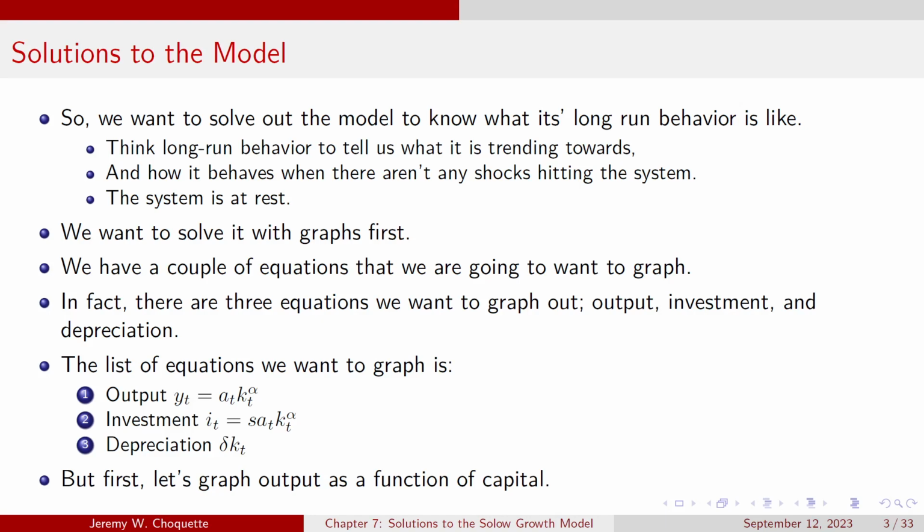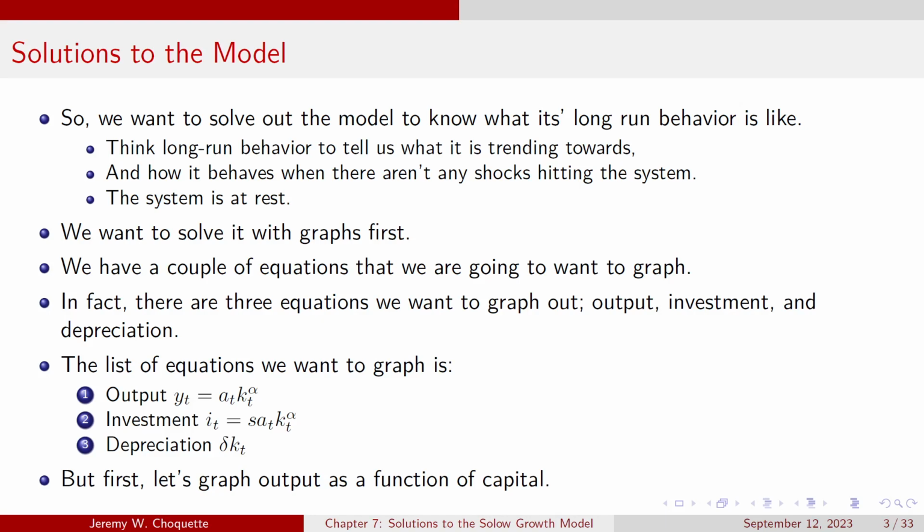So we want to solve the model out, and we really want to know what the long-run behavior is going to be like. I mean, it's a long-run growth model, so of course we're going to want to know what the long-run behavior is like. When it comes to this long-run behavior, it's really going to be in terms of what it's trending towards and then how it's going to behave when there aren't any shocks hitting the system. So we can sort of think of it as the system is going to be at rest. And when the system's at rest, what is it doing? What's the long-run behavior of some of these endogenous variables?